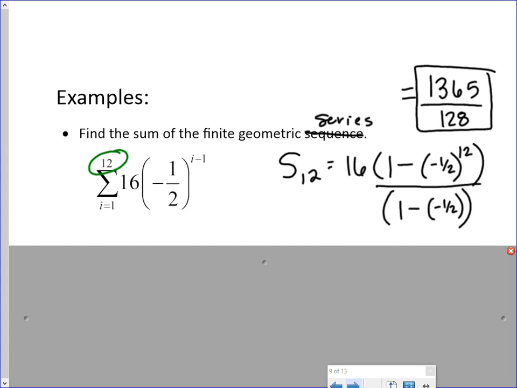Remember, this should be 1 minus r, not 1 minus n. Did you get it? Call me over if yours is not matching. Well, you could try it again. Do you want me to look at what you typed in?